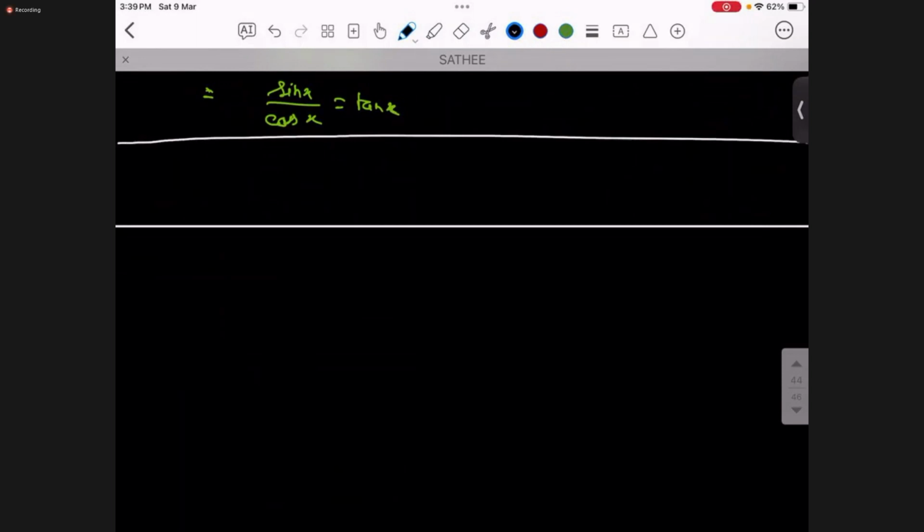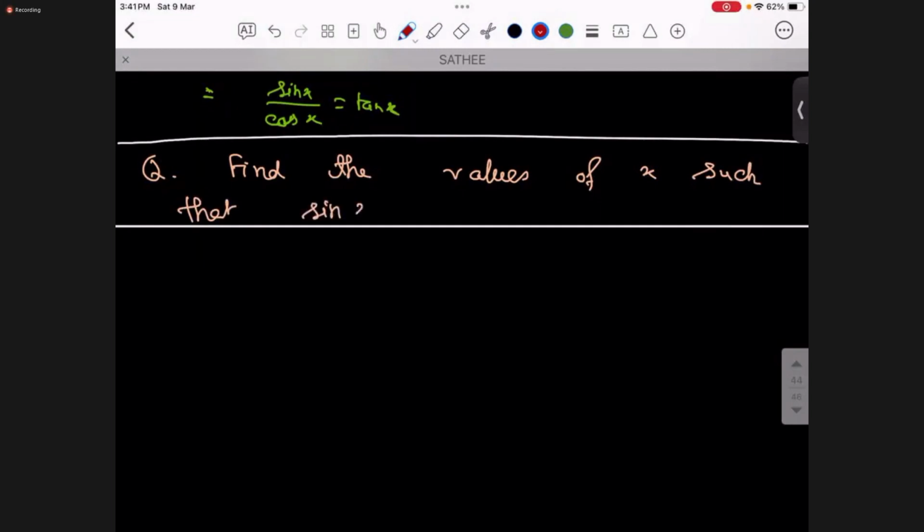Okay, so let us do an example. Let us find the values of x such that sin x minus 3 sin 2x plus sin 3x will be equal to cos x minus 3 cos 2x plus cos 3x.